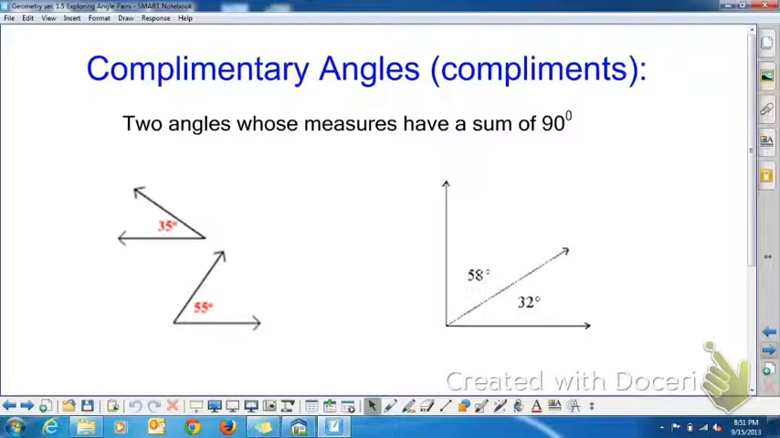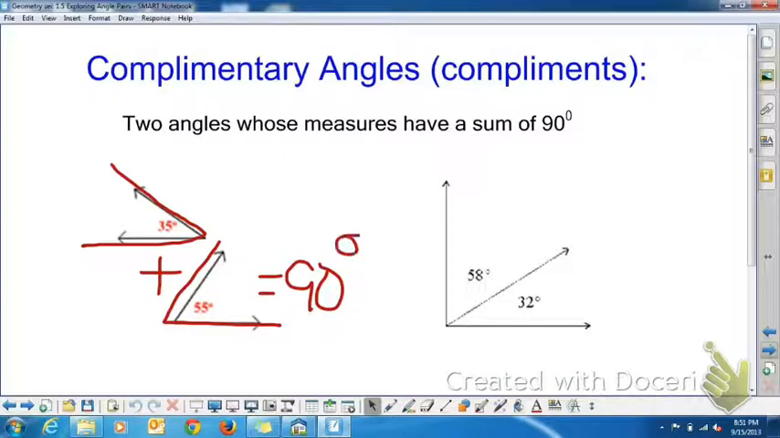The next pair of angles that we're going to discuss are complementary angles. Complementary angles are two angles whose measures have a sum of 90 degrees. They're complements to one another. In this first example, this angle that's 35 degrees and this angle that's 55 degrees are non-adjacent, but that doesn't mean they can't be complements of one another. The definition of complementary is that when you add them together, you get a sum of 90 degrees. They don't need to be touching to be complementary.